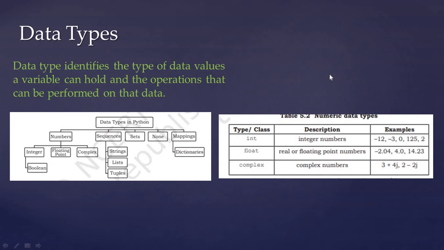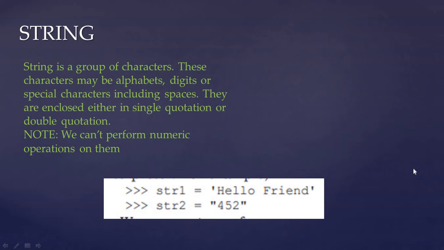Now, under numeric data type or numbers, we have the integer, which is pretty much every whole number, it can be minus 12, 0, 120. Floats have a decimal place. So any number which has a decimal place is called a float. While a complex number is of the form a real number plus the complex part. So here 3 is the real part and 4j is the complex part. 2 is the real part, minus 2j is the complex part.